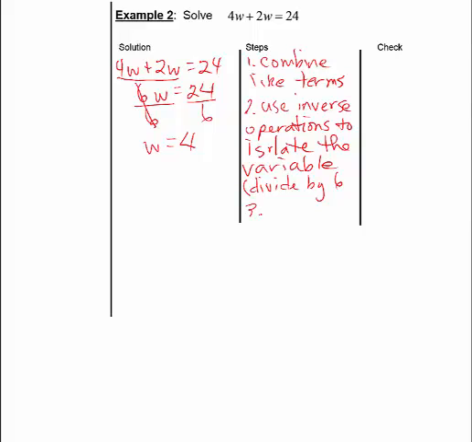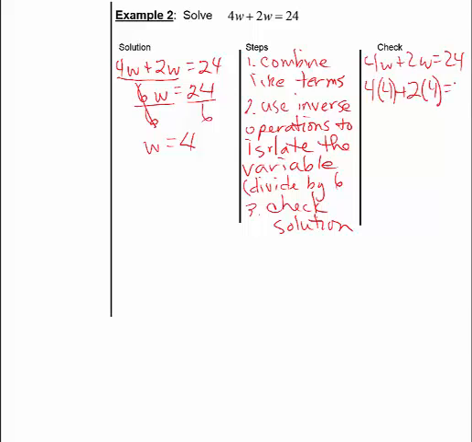Our last step, check. So when we check our solution, copy down what the problem was to start with, and we're going to substitute 4 in for all w's. So we have 4 times 4 plus 2 times 4 equals 24. Now you cannot do any combining or dividing. You have to evaluate the left-hand side using order of operations.